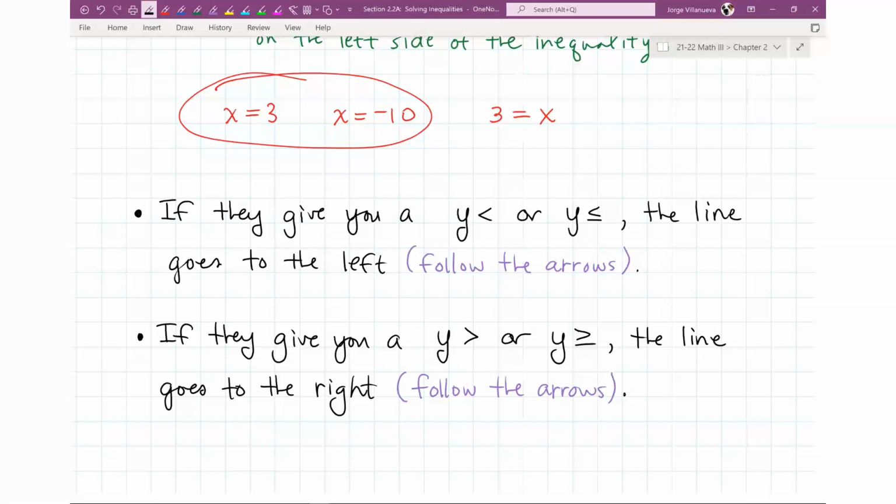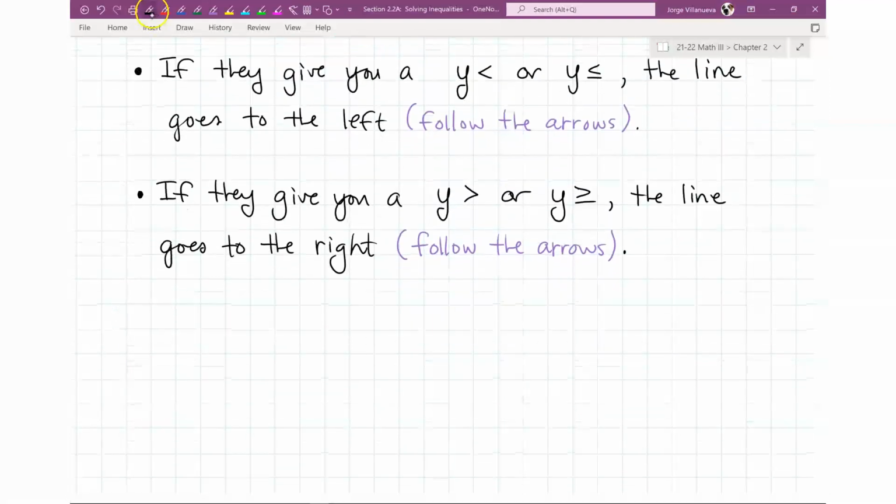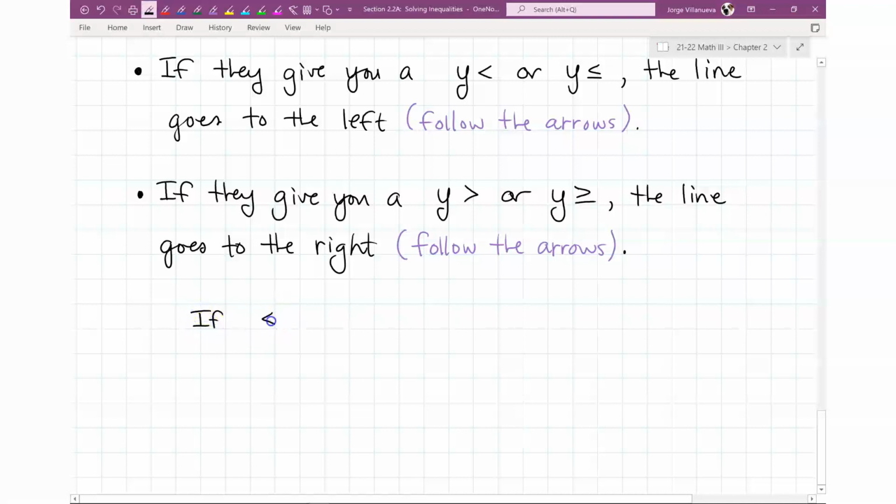All right, so let me give you guys a little cheat sheet that I usually tell people to do whenever they're doing these things. So if less than or greater than, open circle. Less than or equal to or greater than or equal to, closed circle. Okay, so that's the first thing. So without all the words, okay? So if you see a less than or a greater than, the circle will be open. If you see a less than or equal to or greater than or equal to, the circle will be closed.